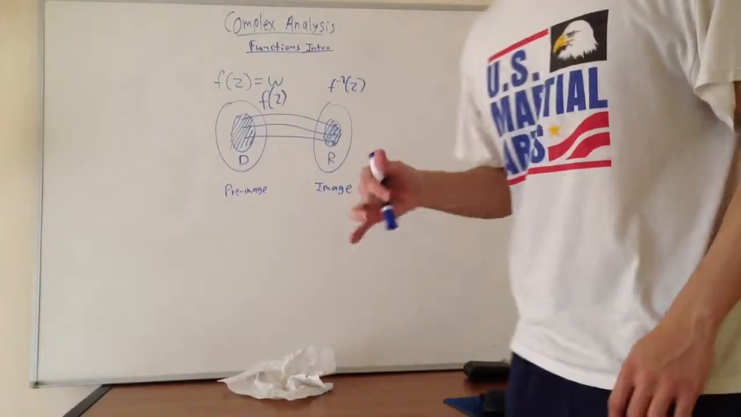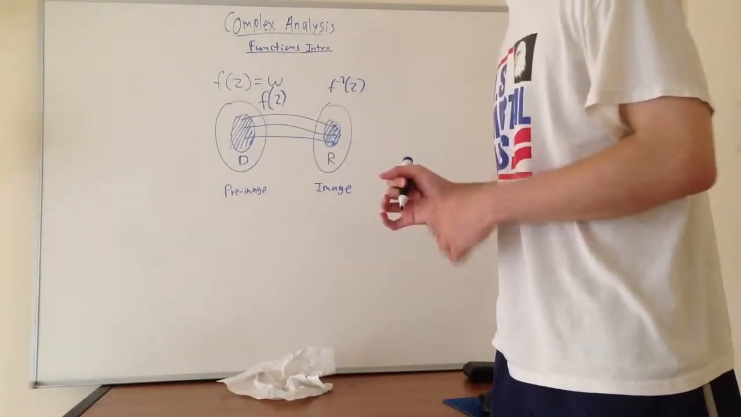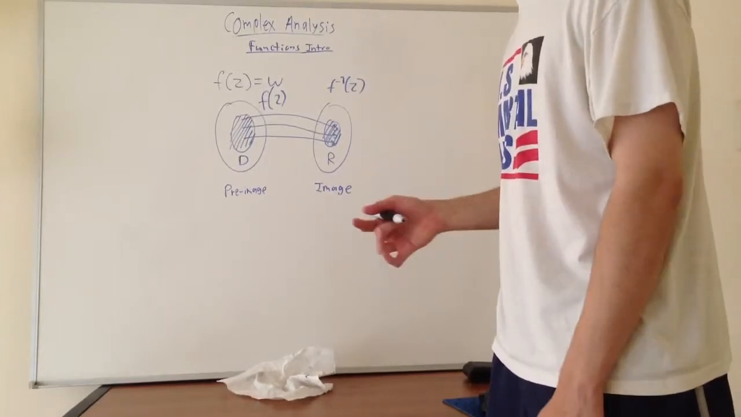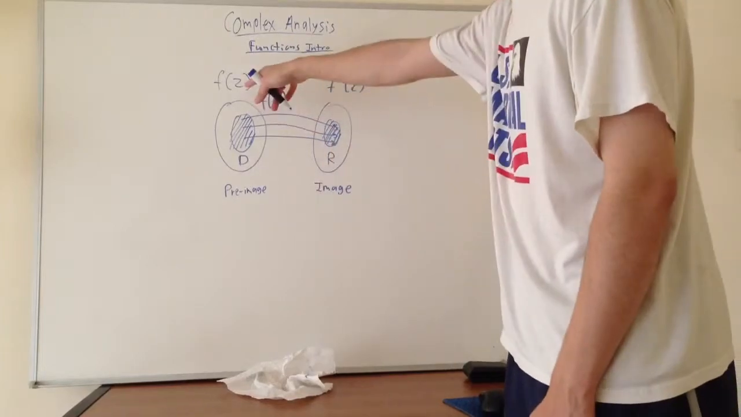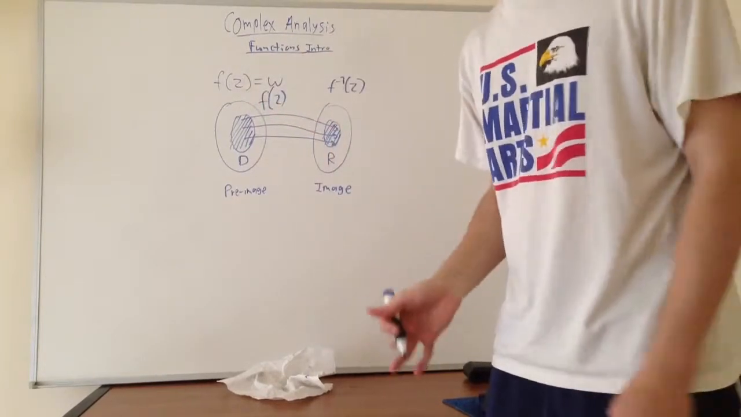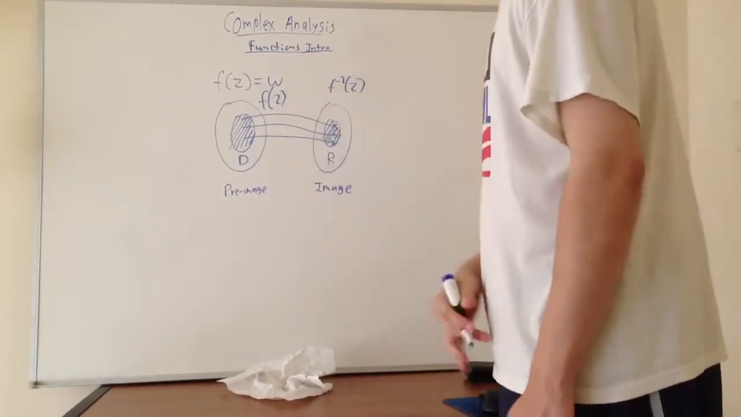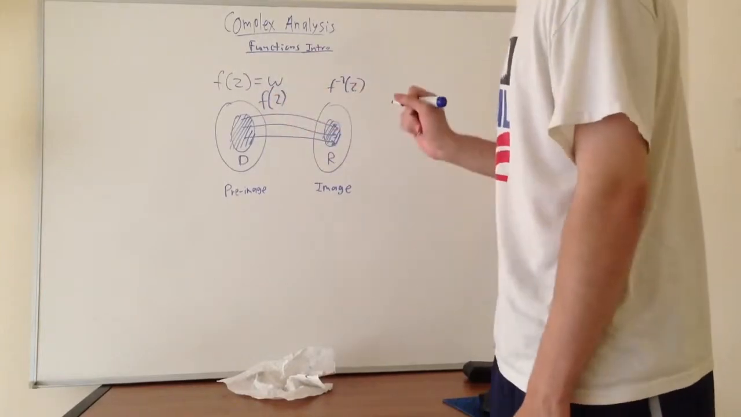Alright, so this video will be introducing complex valued functions, and basically complex valued functions are very similar to real functions, except that now we have f of z rather than f of x, for example. And that's equal to some omega, and of course these are all complex numbers.